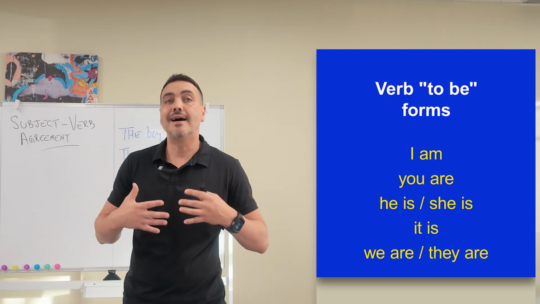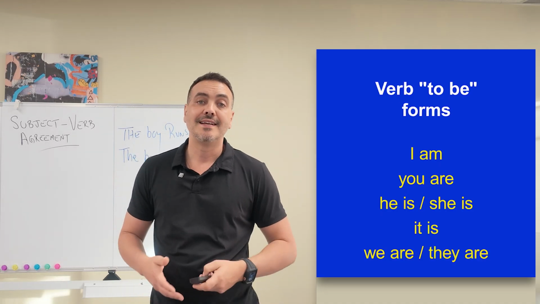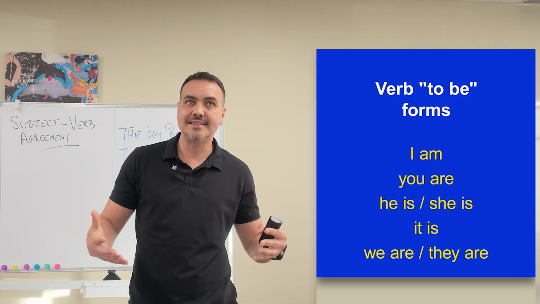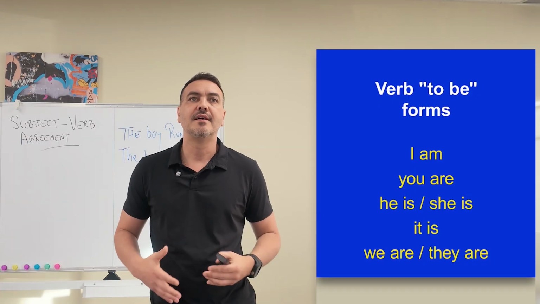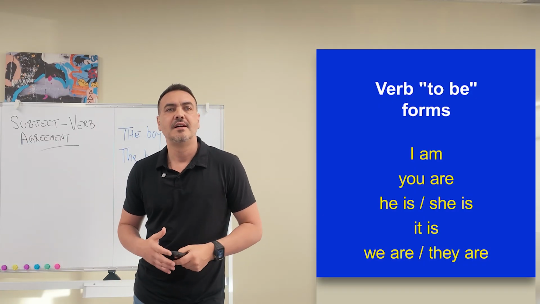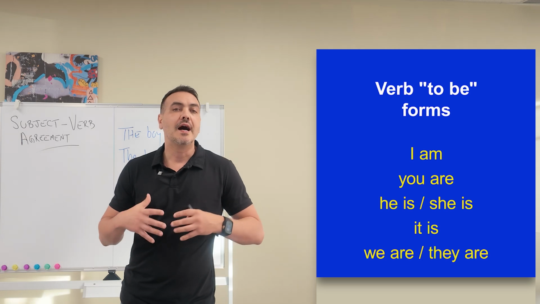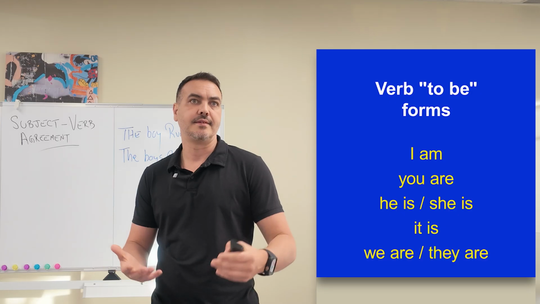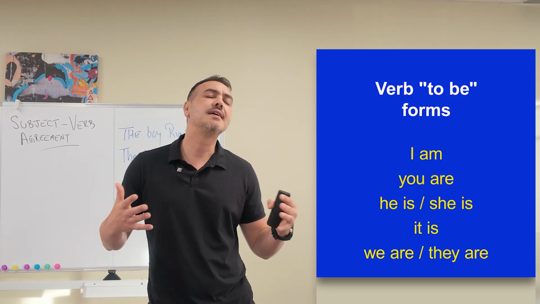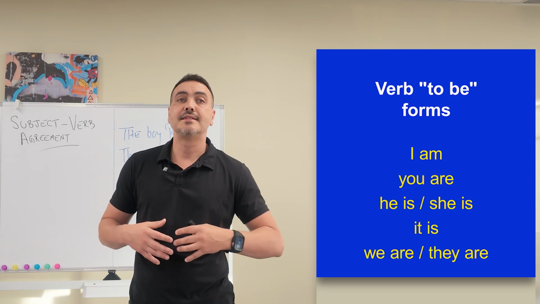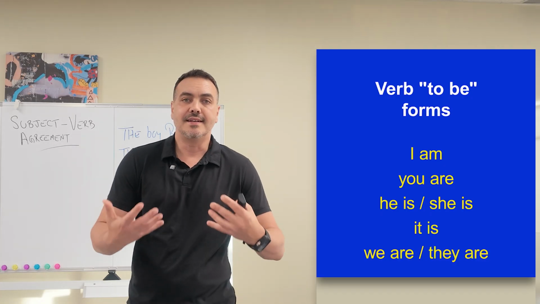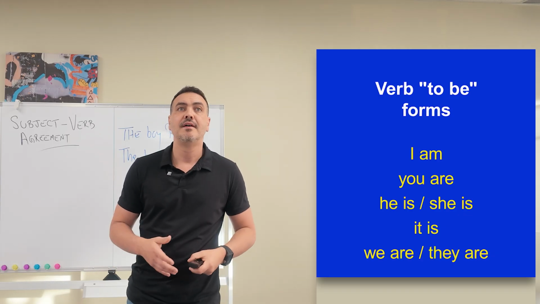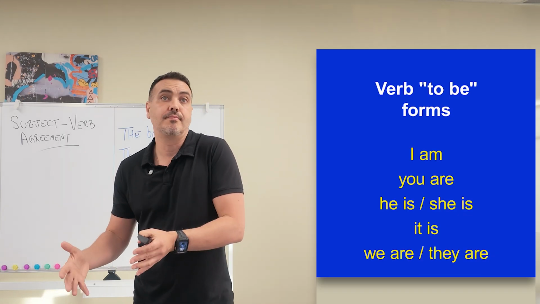The forms are I am, you are, he is, she is, it is, we are, they are. For example, I am a student. You are ready. He is tired. She is a teacher. It is cold. We are happy. They are at home.